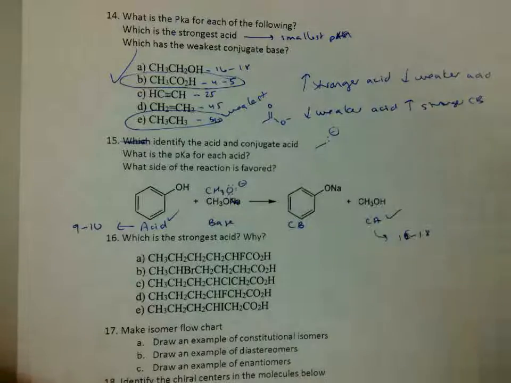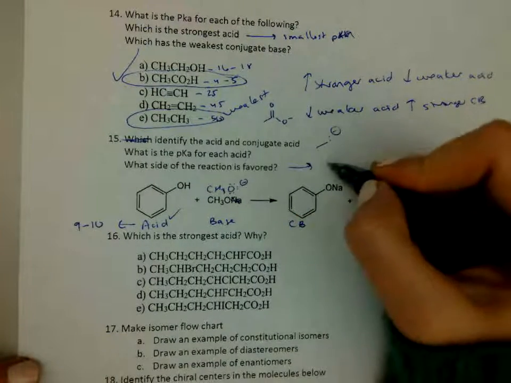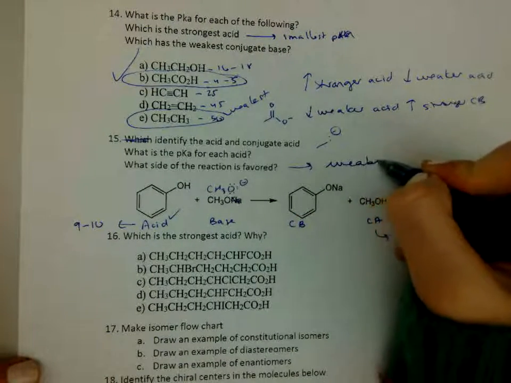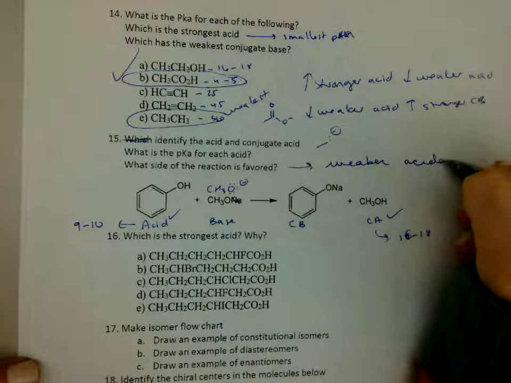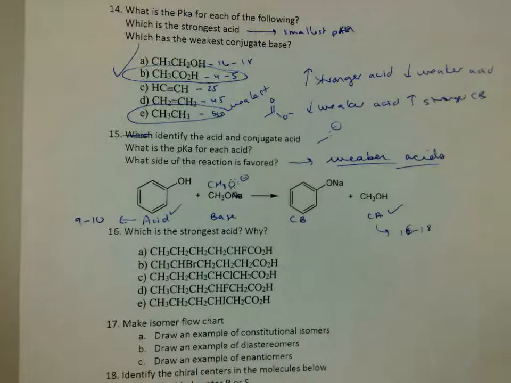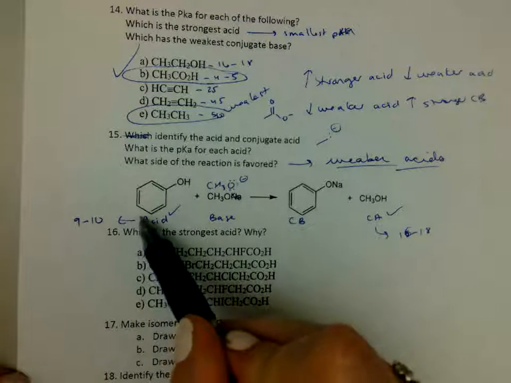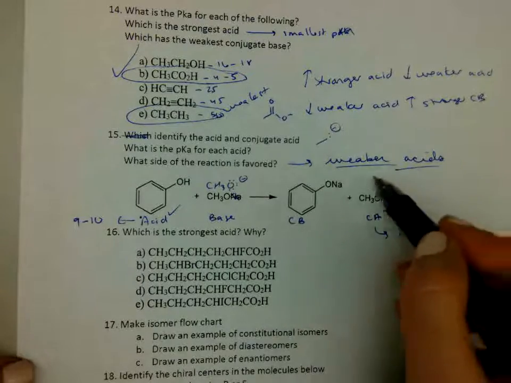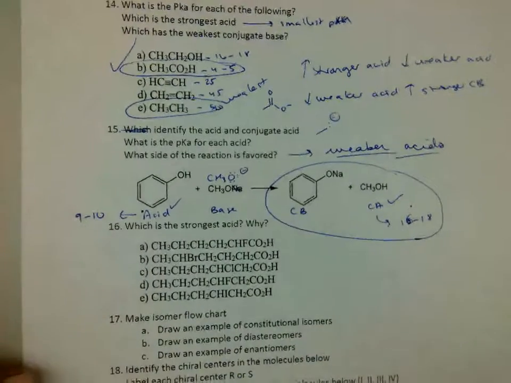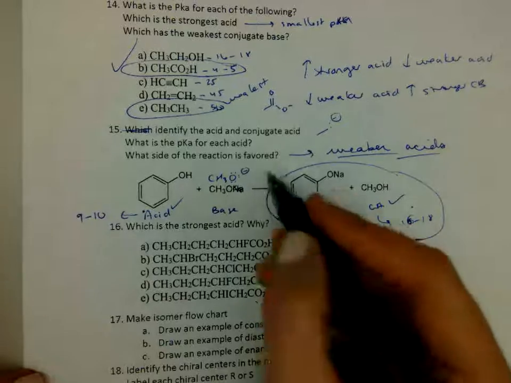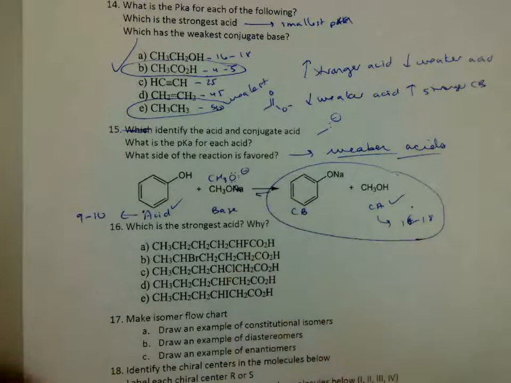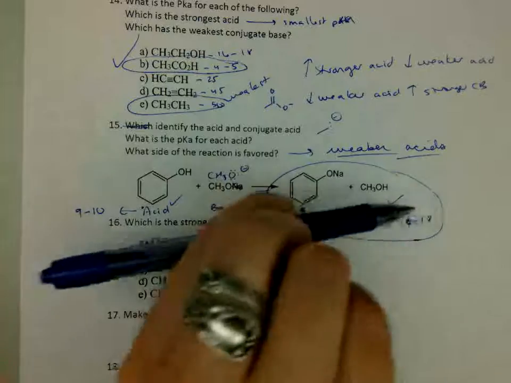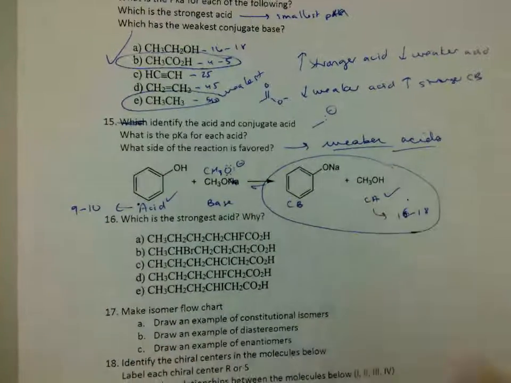So which side of the reaction is favored? Well, weaker acids are favored. I don't know why I wrote that in cursive, just came out. Weaker acids are favored. So this is a stronger acid because it's a smaller pKa. This is a weaker acid because it's a larger pKa. So this side of the reaction is favored. So this arrow drawn is correct. Usually it's actually an equilibrium, but the equilibrium favors this side. So these are more likely to form as products.